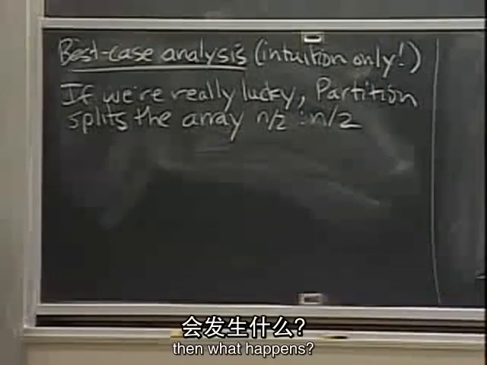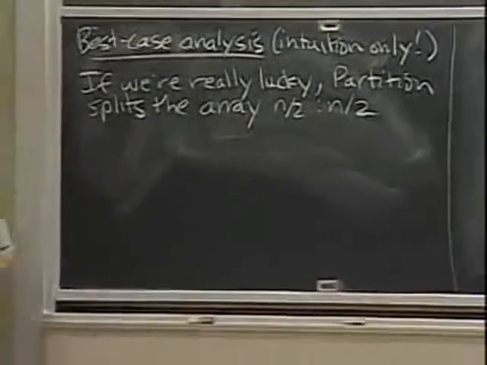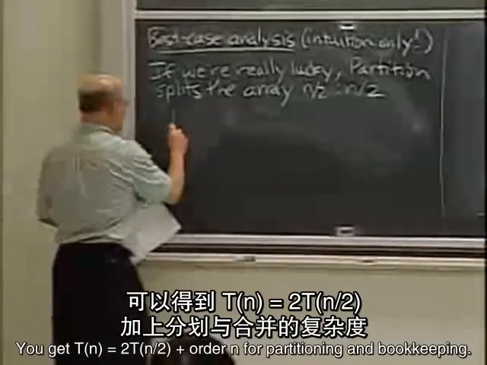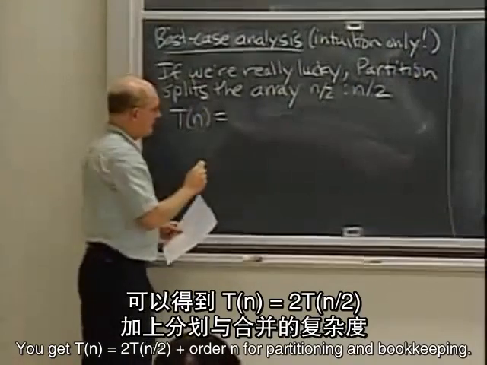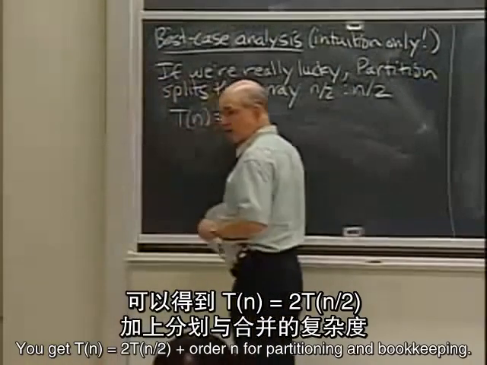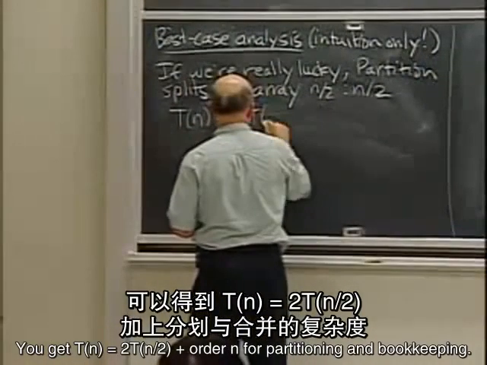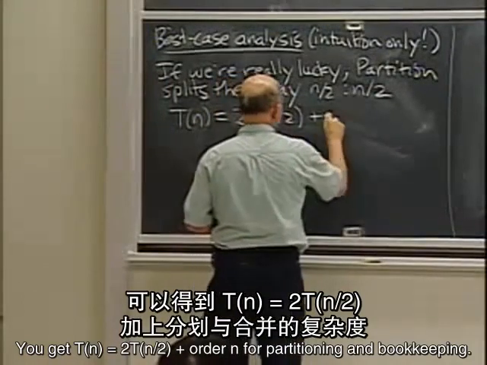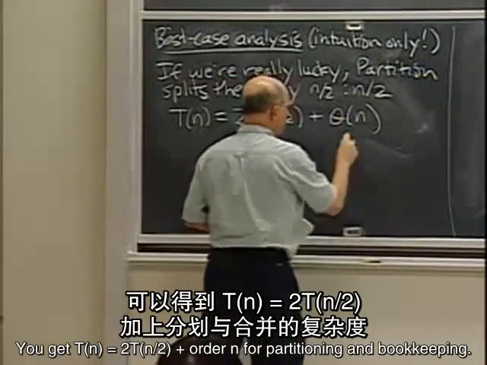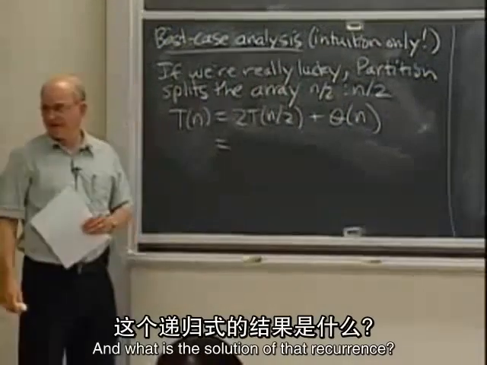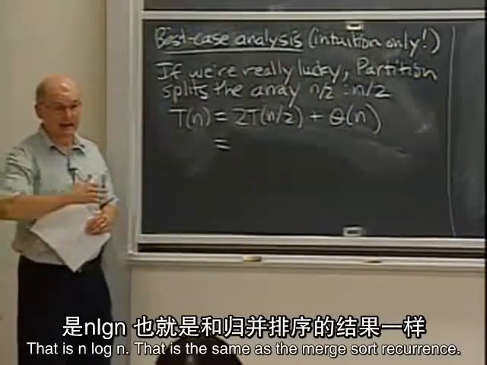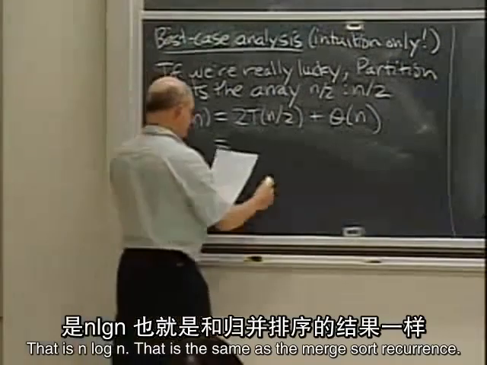Then what happens? So you get T of n equals 2 times T of n over 2, plus the order n time for partitioning and bookkeeping. And what's the solution of that recurrence? Yeah, that's n log n. That's the same as the merge sort recurrence.